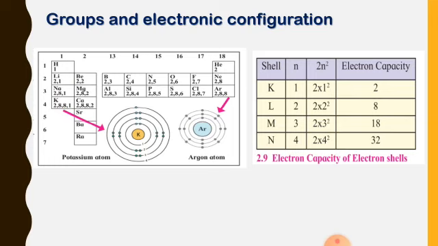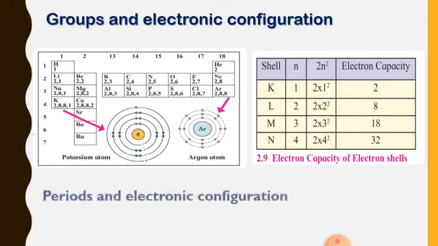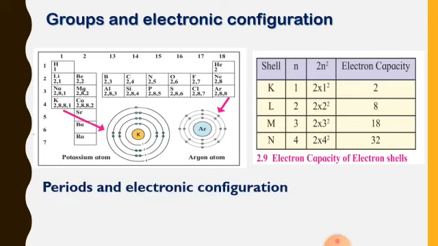Then in periods and electronic configuration, we learned that while going from left to right within a period, the atomic number increases by 1. Here you can see lithium has atomic number 3, then beryllium has atomic number 4, then boron has atomic number 5. Like this it increases from left to right.